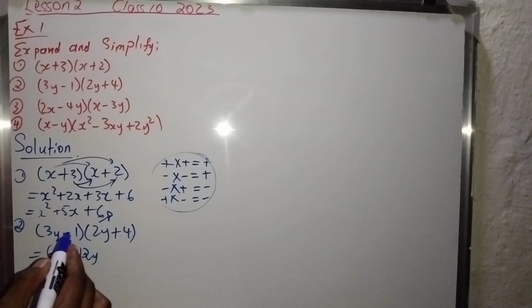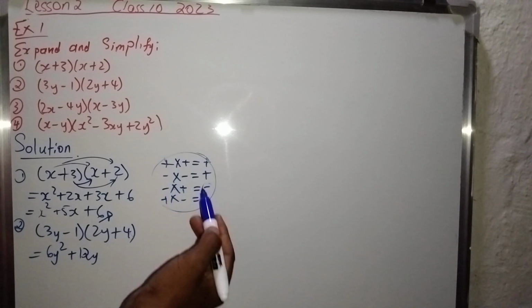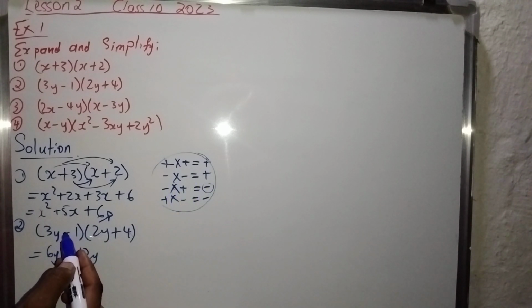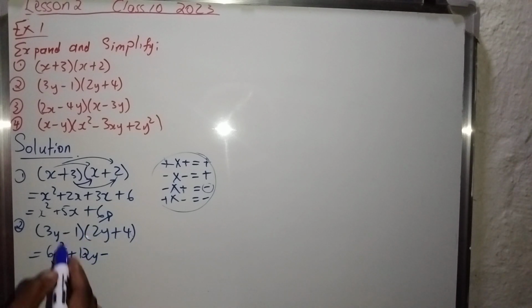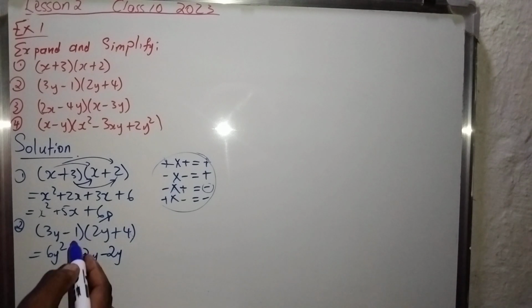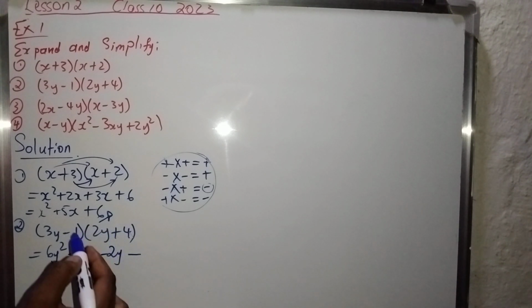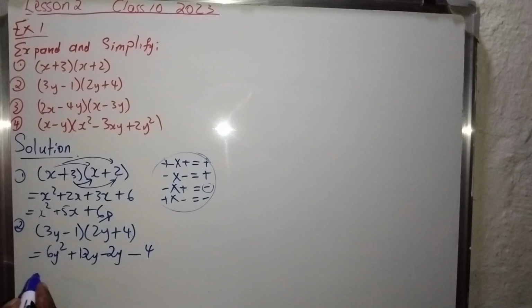So it's going to be negative times positive, which must be negative, so it must be minus. And 1 times 2, definitely it is 2y. And then negative again times positive is going to be negative. And then 1 times 4 is just simply 4.